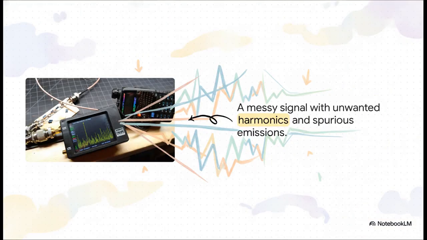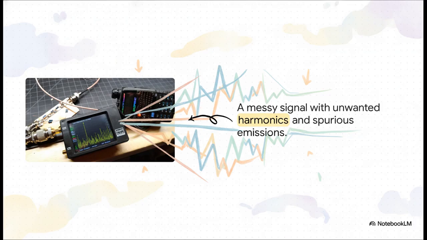And then you get this. This signal, well, it's a mess. The best way to think about it is like a musician who's playing the right note, but also making a ton of other unwanted clashing sounds. All those extra little spikes, engineers call them harmonics and spurious emissions.